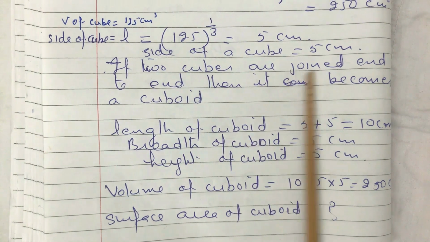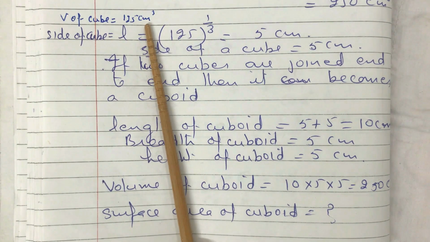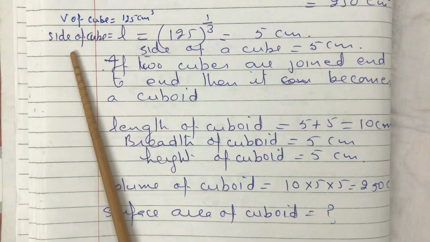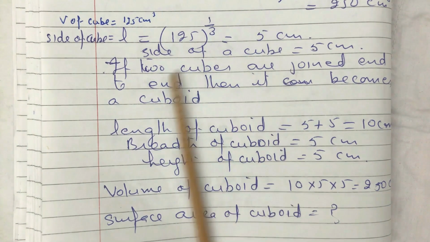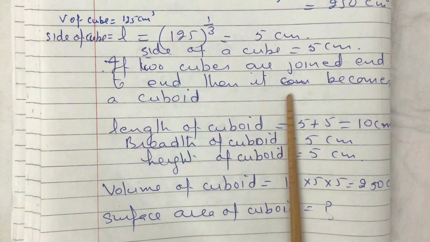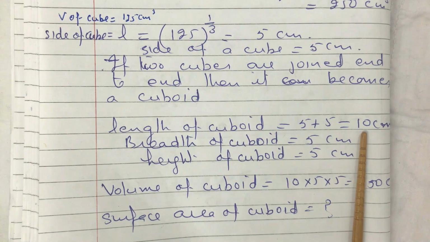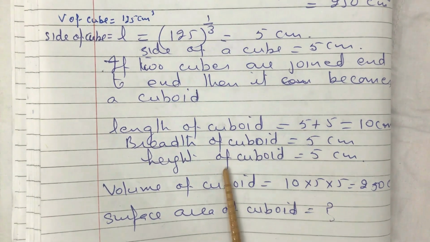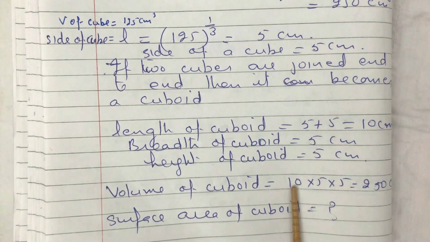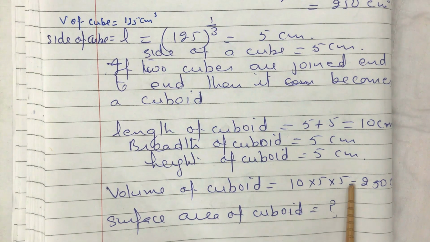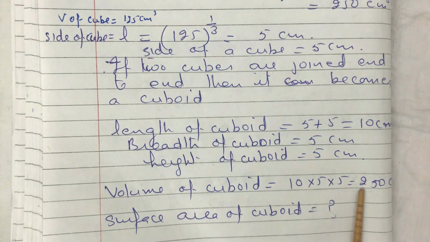If 2 cubes are joined end to end, then it becomes a cuboid. So length of the cuboid is 5 plus 5, that is 10 centimeter. Breadth of the cuboid is 5 centimeter. Height of the cuboid is 5 centimeter. So volume of the cuboid is length into breadth into height, 10 into 5 into 5, that is 250 centimeter cube.